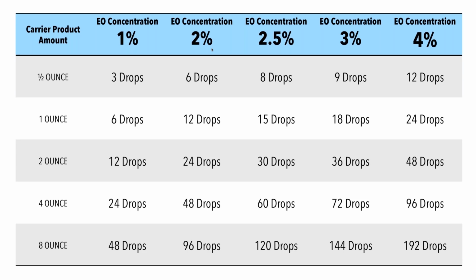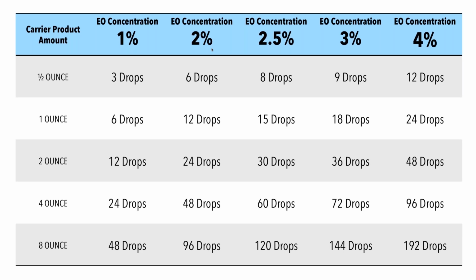Then you'll see EO concentration 1 up to 4, and the number of drops for the carrier amount. Obviously, EO means essential oil. These drops represent the total amount of essential oil present in a formulation. So if your essential oil synergy contains geranium, rose, lavender, and frankincense, you're placing 12 drops total for a 2% concentration in 1 ounce of carrier. So you're not placing 12 of frankincense, 12 of geranium, 12 of rose, 12 of lavender. It's 12 drops of your total finished blend in your carrier product.